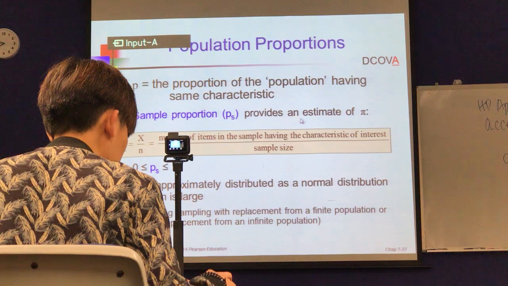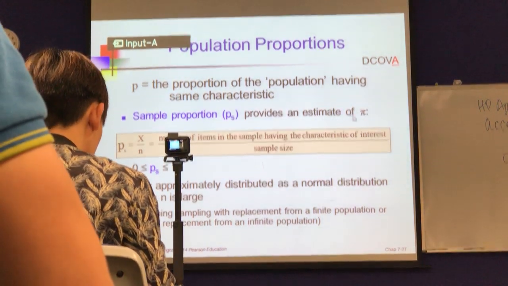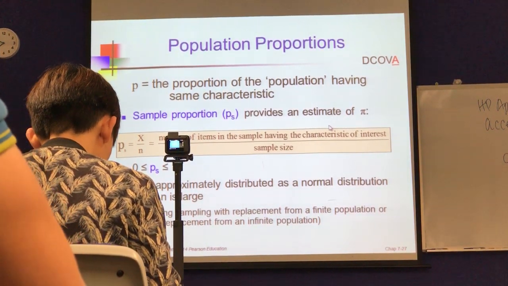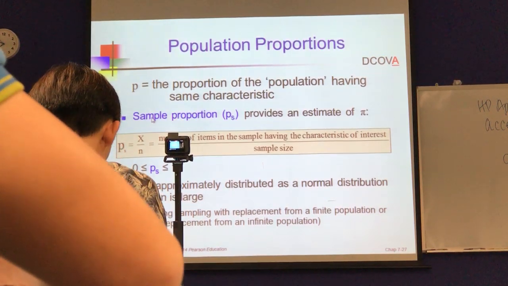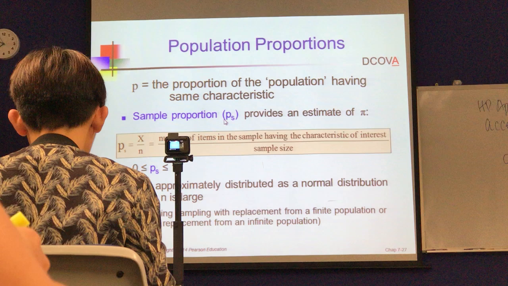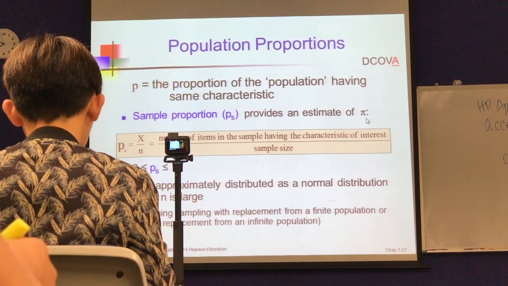There's a population proportion, which we use pi. Remember, pi is a population proportion. It's not 3.14156. It's just a proportion. So we use sample proportion to estimate the population proportion.